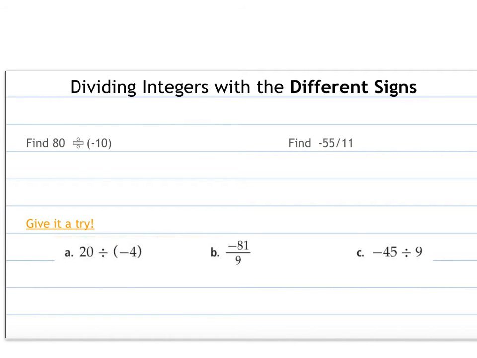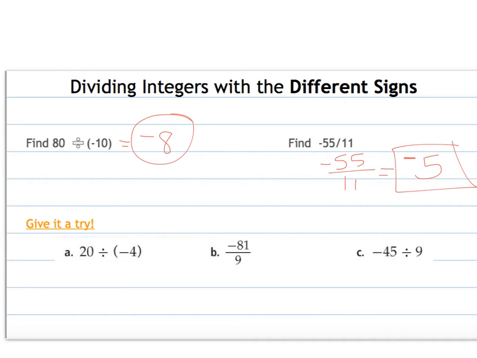Positive divided by a negative, my quotient will be negative. 80 divided by 10 is 8, so negative 8. Negative 55, this is the same as written like this. Signs are different, so my quotient is negative. 55 divided by 11 is 5, so negative 5.